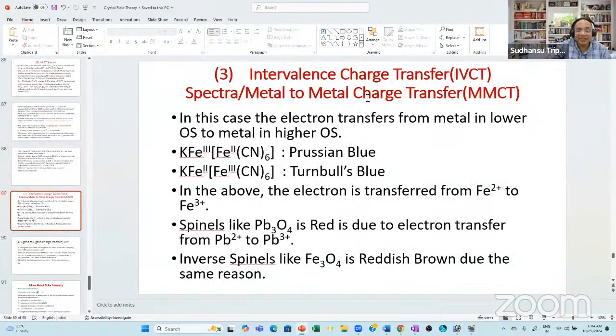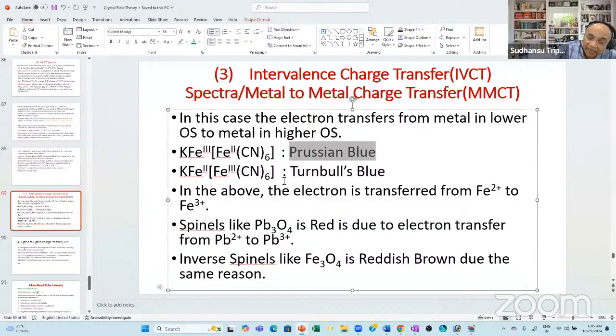Then there are very rare cases of metal to metal CT, MMCT, IVCT. For example, Prussian blue. Sometimes we write Fe4[Fe(CN)6]3. Actually, it is KFe[Fe(CN)6]. Inside is ferrous, outside is ferric. That is called Prussian blue. But this one will be ferrous ferricyanide. This is called Turnbull's blue. Both are blue, but the color is due to one electron coming from ferrous to ferric. In one, it goes from inside the coordination sphere to outside, but in the other, from outside the coordination sphere to inside. So this is called intervalence charge transfer spectra.